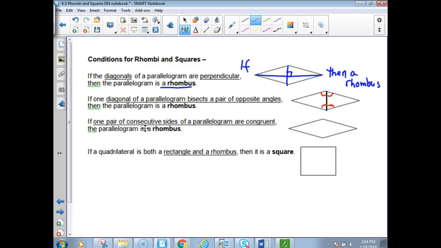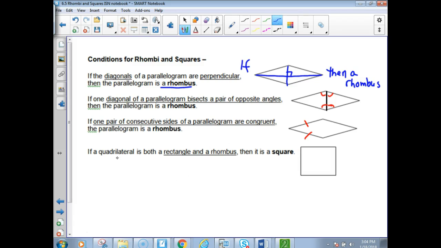If one pair of consecutive sides of a parallelogram are congruent, then the parallelogram is a rhombus. That means that one side after the other. So it could be this one and this one. If you saw those two sides were congruent, then that thing has to be a rhombus. Because opposite sides are congruent in a parallelogram, that would make all 4 sides congruent, making it a rhombus.